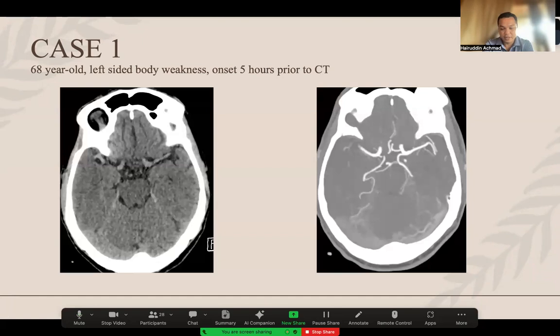The second case is a 73-year-old with left-sided body weakness also. So try to focus on the right brain. First, we look at the caudate nucleus. Looks okay. Internal capsule looks okay. Lentiform looks fine. Then we move a bit lateral, and we start seeing hypodensity in the insular region. We compare it to the contralateral side. We have the M1 also involved and M2 also involved. So this is roughly about 7. At this level, we are minus 3. If we go up, the M4 is also involved. So this is a score of 6.